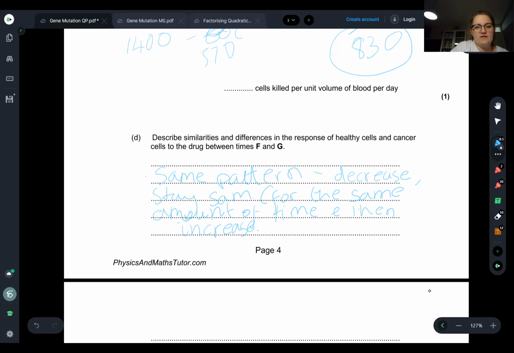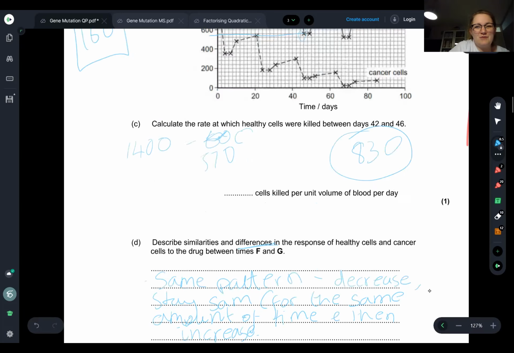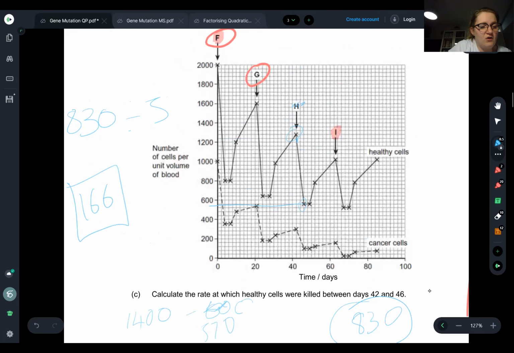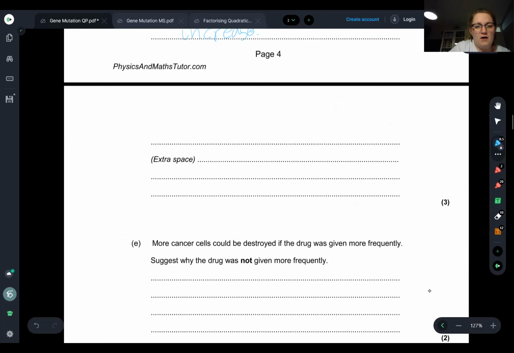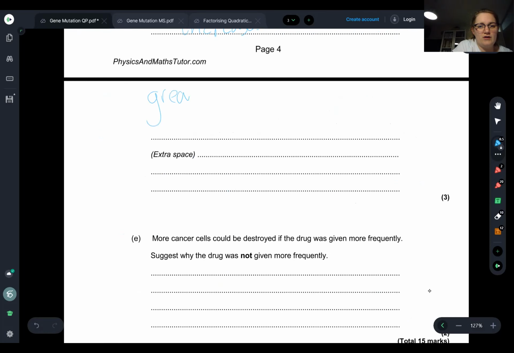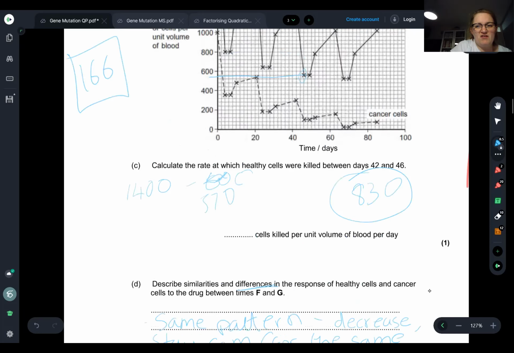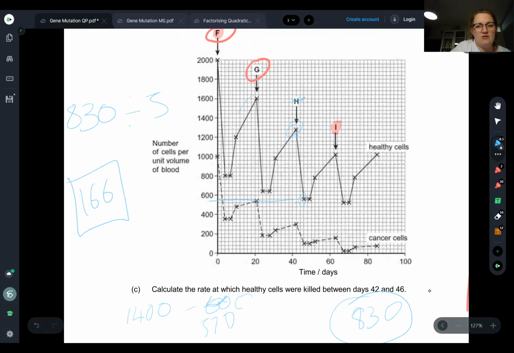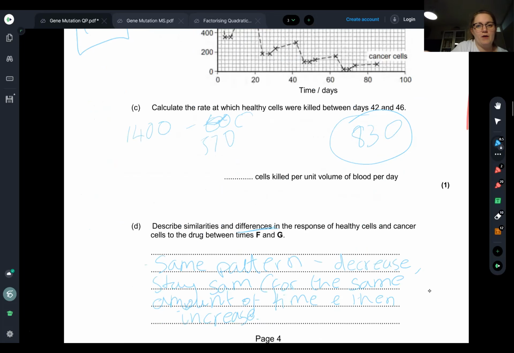It also asks you to talk about differences. So let's have a look at some differences. It's going to be to do with per unit volume of blood, to be quite honest. We could say there's a greater, faster decrease in the number of healthy cells as compared to cancerous cells. So you can say greater decrease in healthy cells to cancerous cells. Let's have a look at other differences. We can also say about the increase. We've got a greater increase in the number of healthy cells than the cancerous cells at that point too.